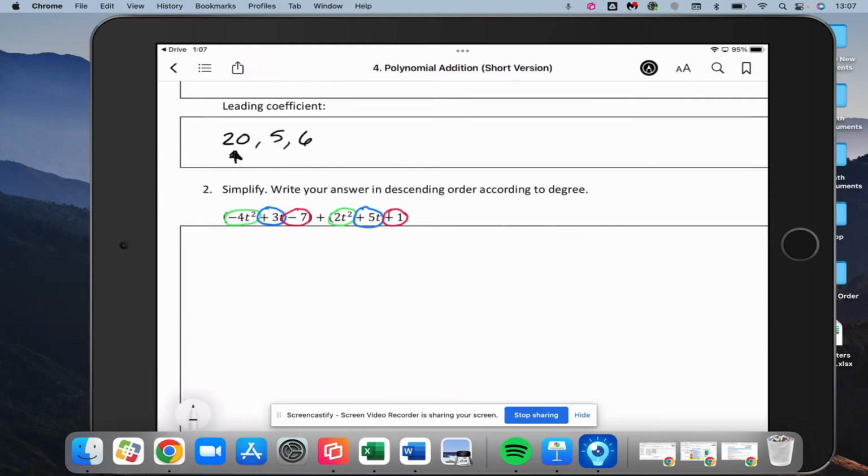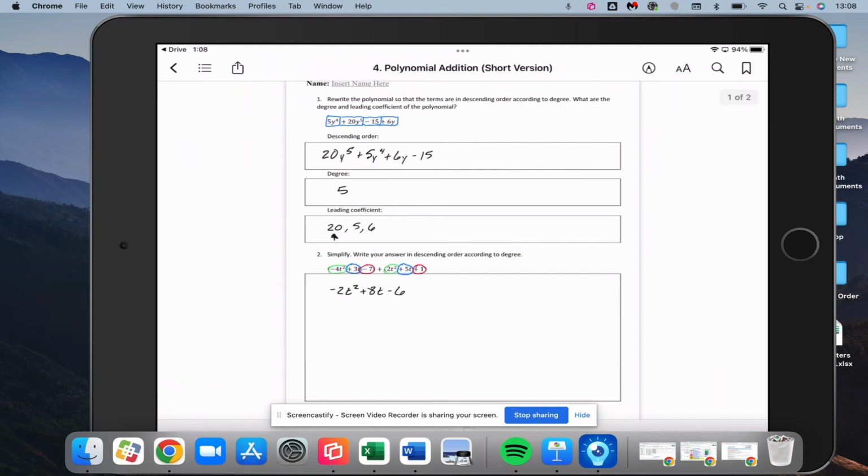And negative 4t squared plus 2t squared makes negative 2t squared. 3t and 5t makes 8t. And negative 7 and positive 1 makes negative 6. So again, we want to write this in order of the t squareds first, then the t's, then the 6. Just something that we do as mathematicians. So there's that one. We'll be on to the second page.